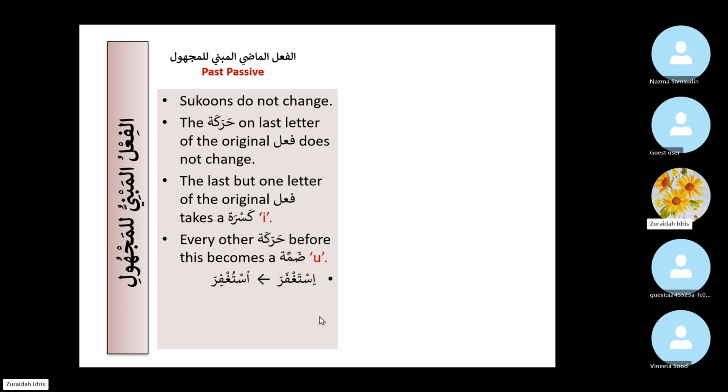So if you know this, then it's not too bad, right? But I'm just going into more detail, because this is how Ustad Naman taught us: u, i, u, a.